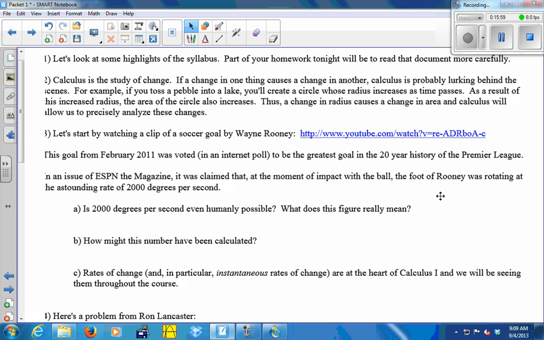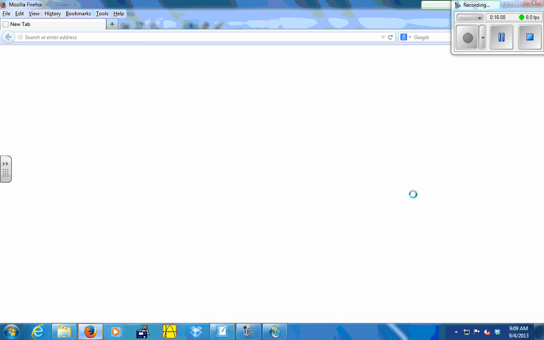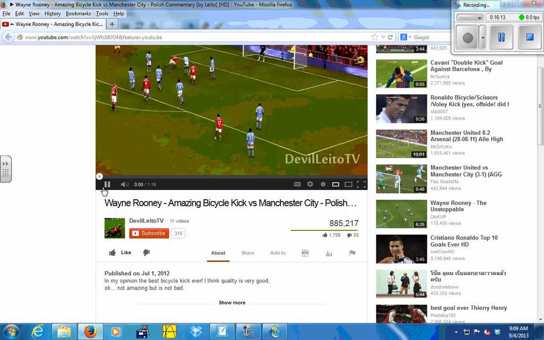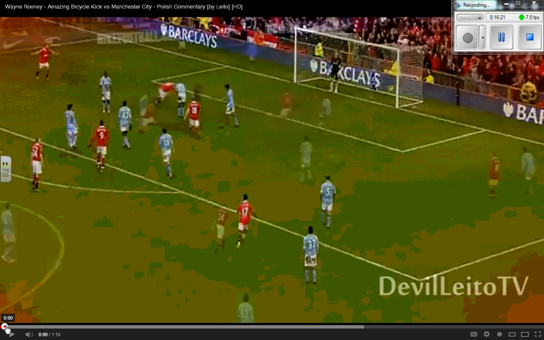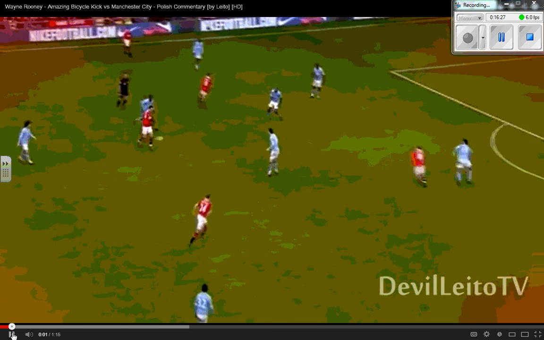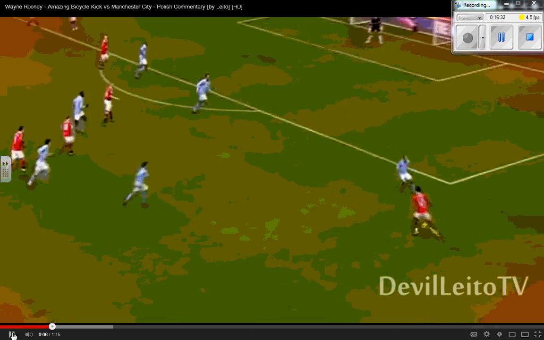Okay, so we're going to look at this quick clip of a soccer goal. It's called a bicycle kick. So if anyone is a soccer fan, you know what that is. But it's going to happen somewhere over here. So keep an eye out. Play. So it's kind of like an over the head.